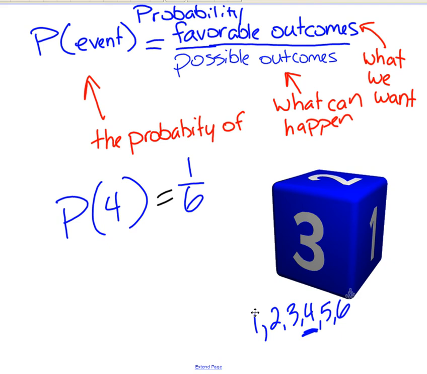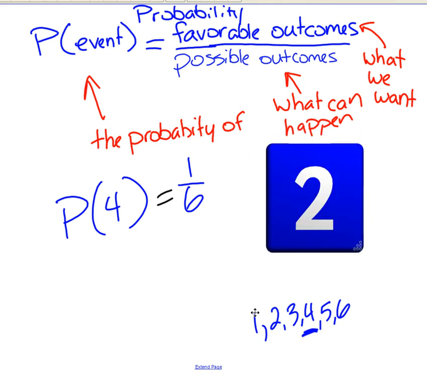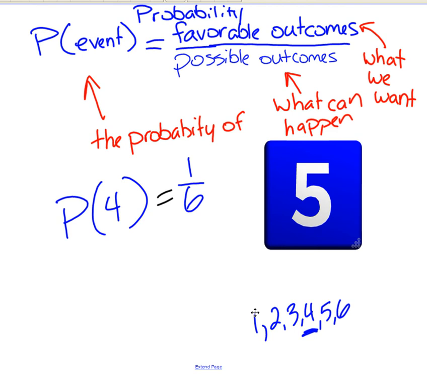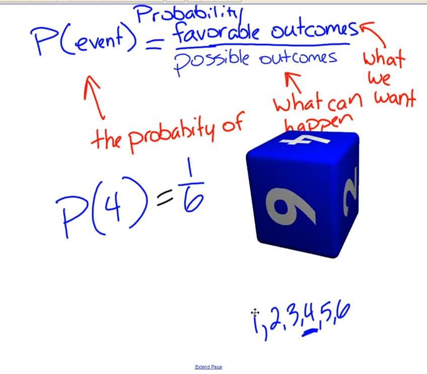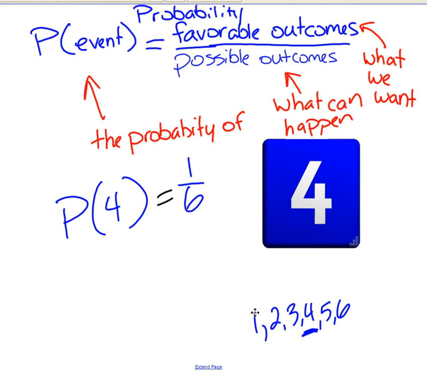This is not any of the problems. This is just notes for you to have. So theoretically, if we roll this 6 times, we should get a 4 one time. There you go. Okay?